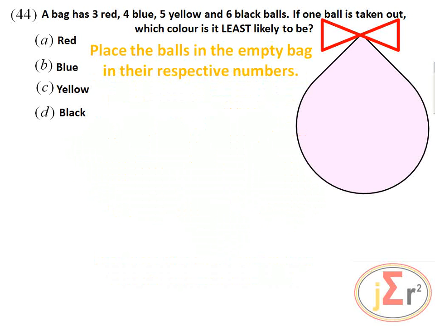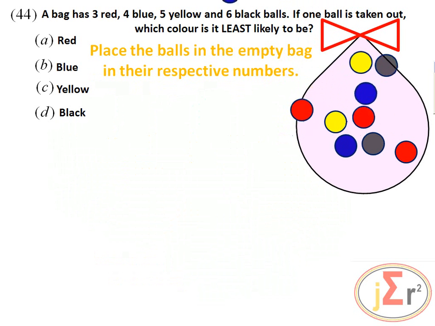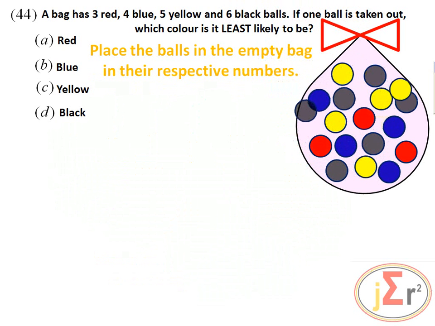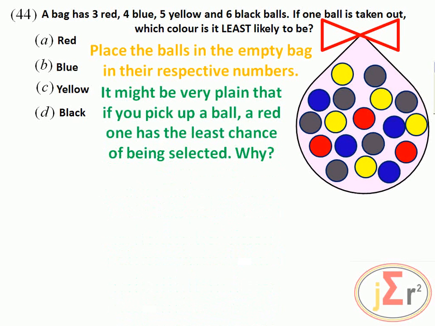Least likely to be. Place the balls in the empty bag in their respective numbers. So let's go. Place them in the empty bag. Now it is not empty anymore. They are all inside there now. It might be very plain that if you pick up a ball, a red ball has the least chance of being selected. Why is this so?